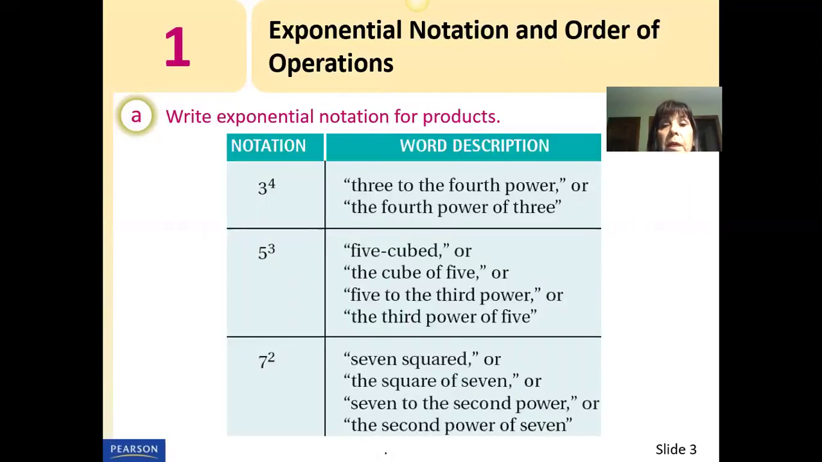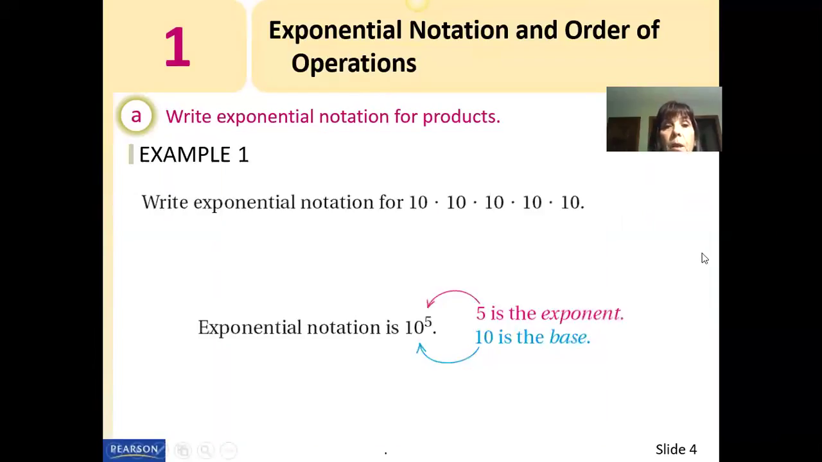So here's a few more examples. 3 to the 4th, which we just saw. Again, you can either read it 3 to the 4th power or the 4th power of 3. I have another one called 5 cubed. So again, when the power is 3, we call it cubed, or we can also say it's to the 3rd power. Again, that one would mean 5 times 5 times 5. The last one I have on the slide is 7 to the 2nd, which is also called 7 squared, or the 2nd power of 7. And again, that just means 7 times 7.